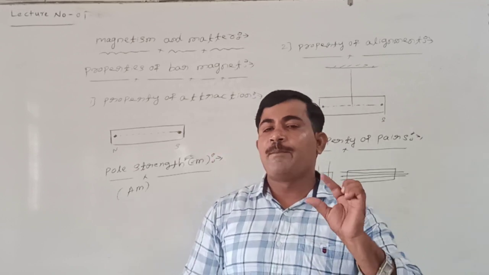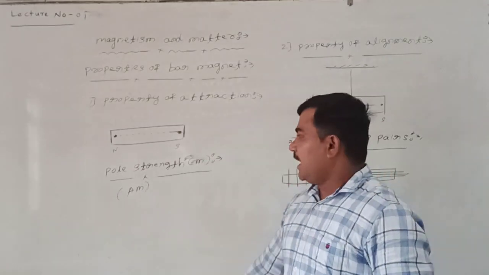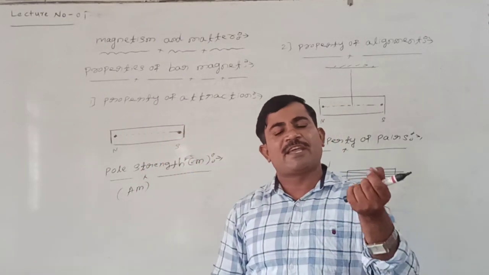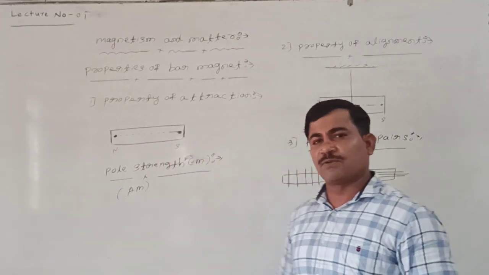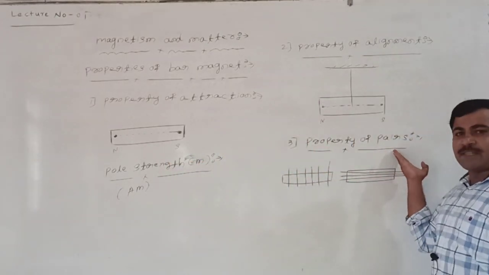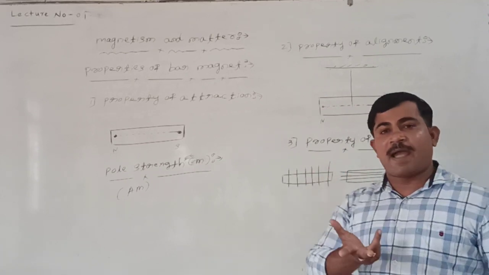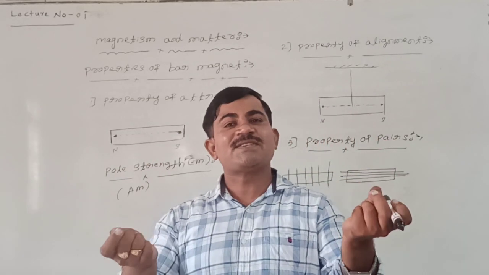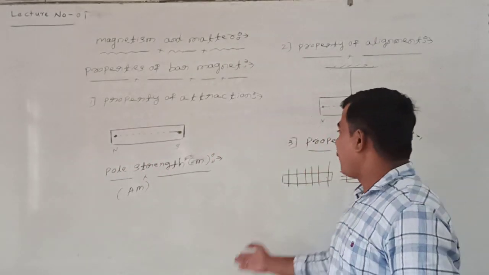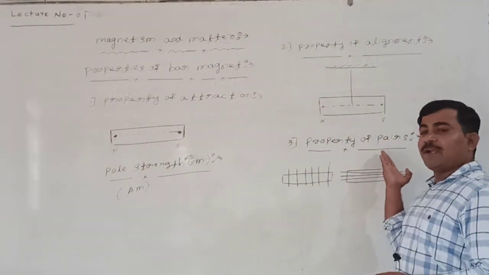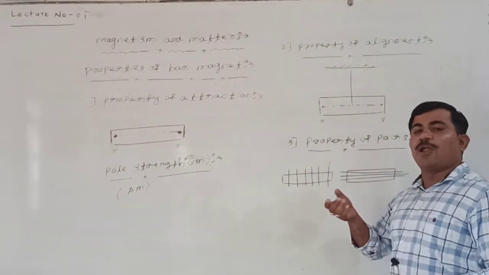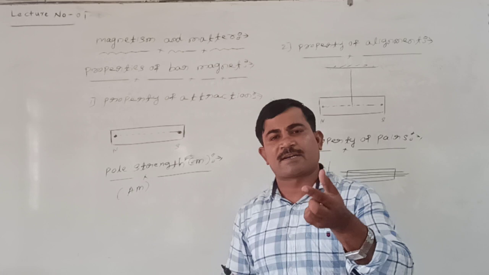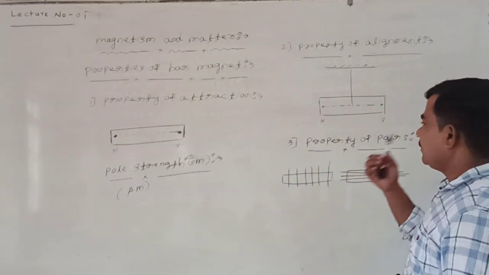Simply, you can say the monopole does not exist. A single north pole does not exist, and a single south pole does not exist. Wherever there is a magnet, there must be a north pole and a south pole. So the property of pairs means that wherever there is a magnet, whether you cut it horizontally or vertically, each piece again acts as a magnet with a north and south pole. So this is the third property.